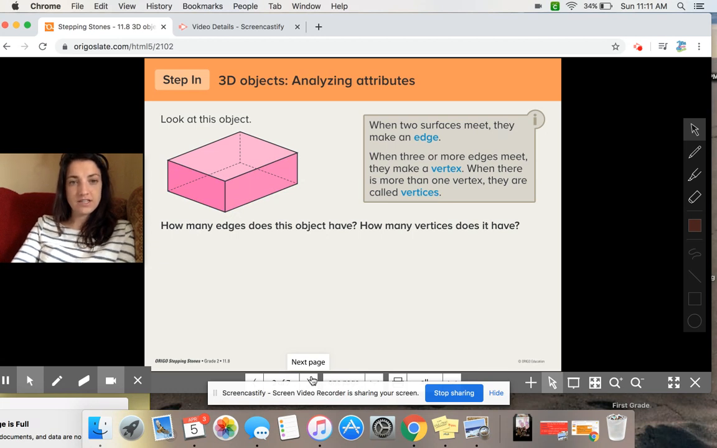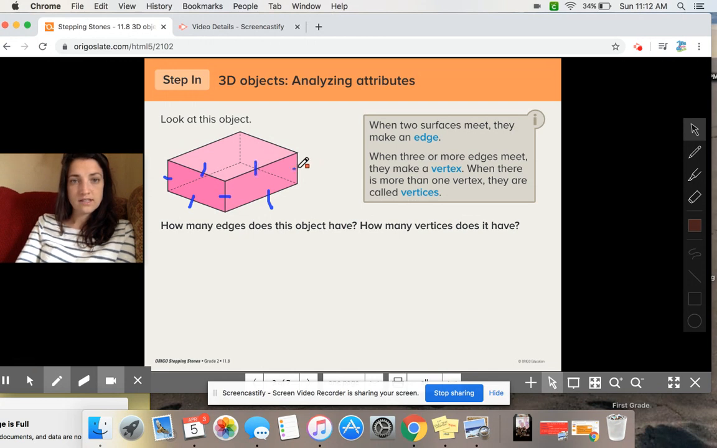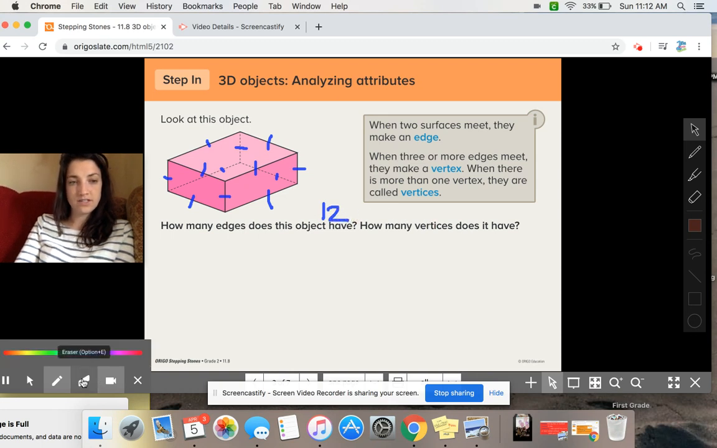So how many edges does this object have? And how many vertices does it have? Well, let's look at the rectangular prism. And when I'm counting my edges, I like to make little tick marks. So let's count together, friends. 1, 2, 3, 4. This is an edge. 5, 6, 7, 8, 9, 10. These dotted ones are part of it. 11, 12. So there's 12 edges, and now we want to see how many vertices there are.